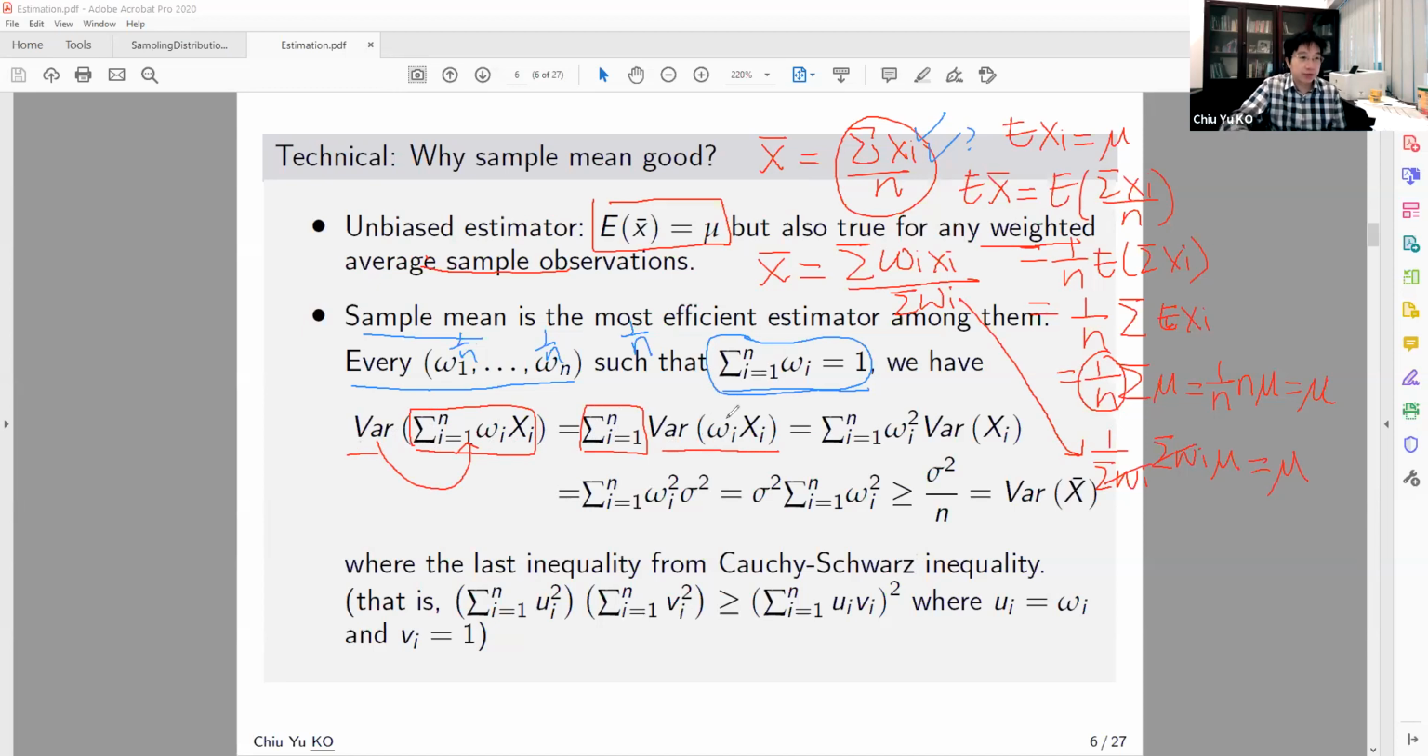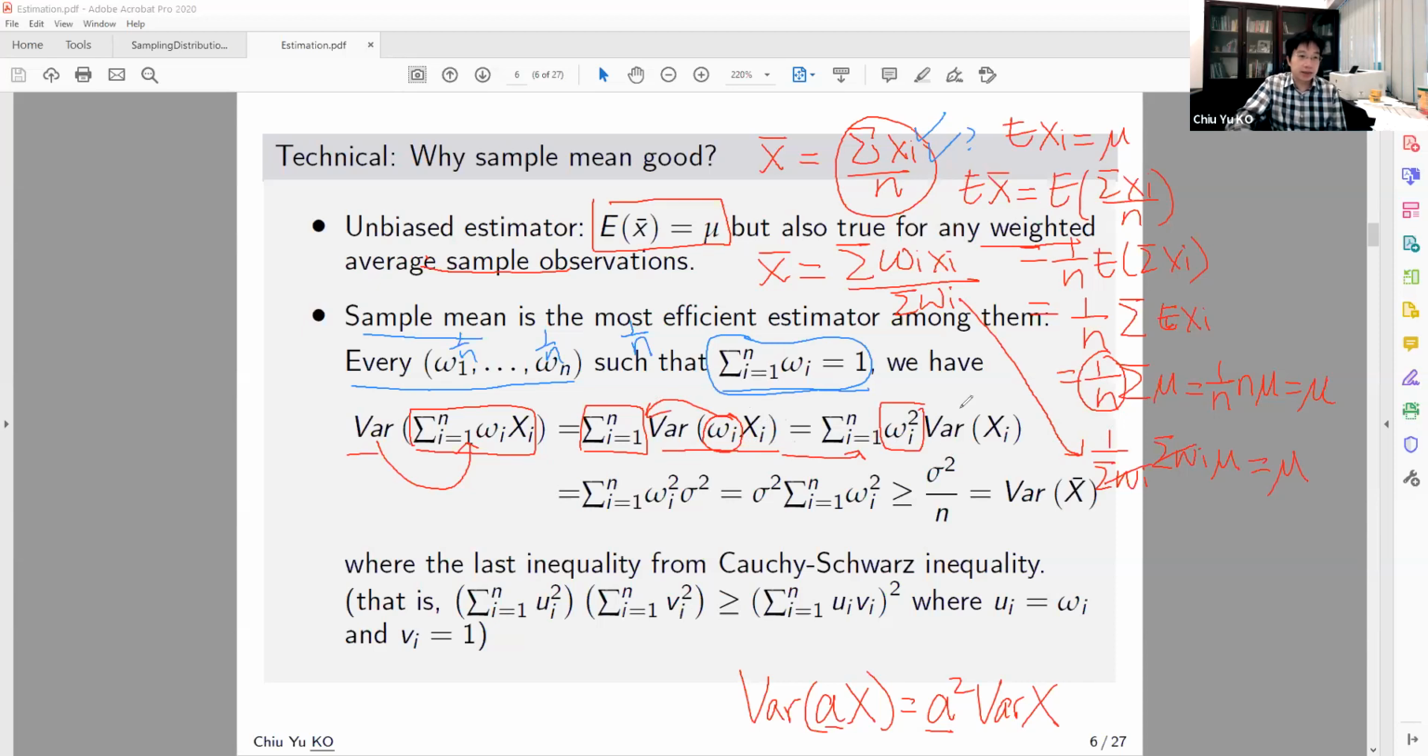The second step would be using the property of variance: the variance of aX is a squared times the variance of X, okay? You multiply by a constant, then you get the constant squared. So that is the second step here. You take it out, and it will be squared. So that is the step here.